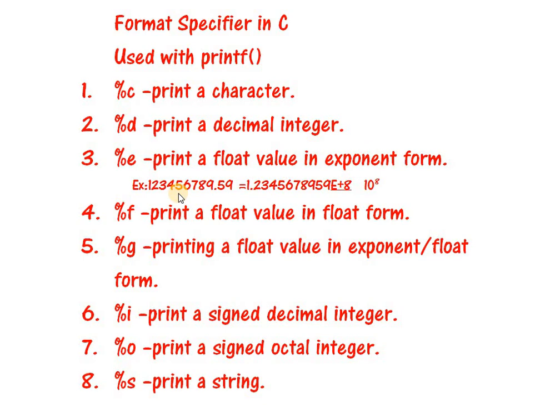Exponential means, here, 123456789.59 we can write as 1.2345678959e+8. The 8 means the decimal point is moved eight places; before the decimal, the 8 is the power of 10. That is 10 raised to the power 8. It's your exponential form, meaning 10 raised to the power 8.